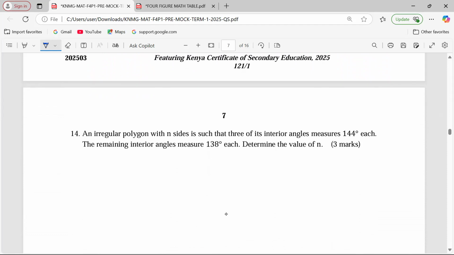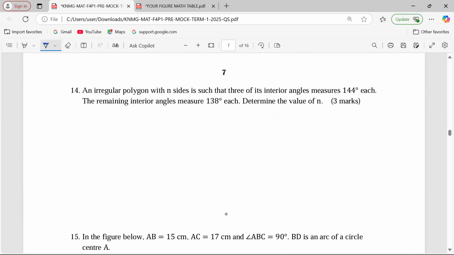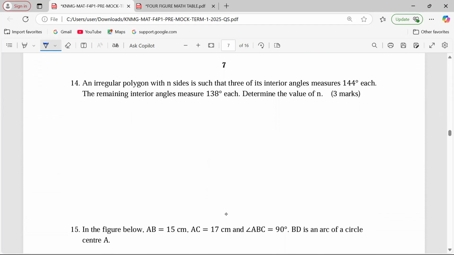Number 14 now. Again, a very interesting question. This is from Form 1, angles and polygons. Let us look at it. We are told that an irregular polygon with n sides is such that 3 of its interior angles measure 144 each. The remaining interior angles measure 138 each. Determine the value of n.